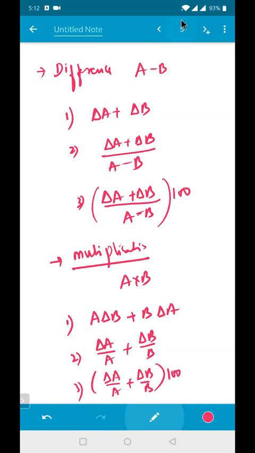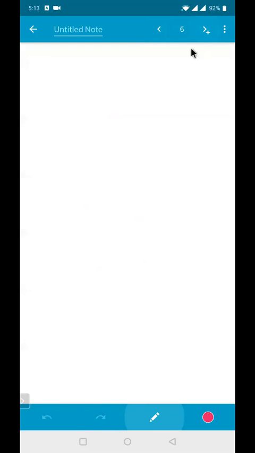Okay. In the same way, if I'm writing for the relation right now, I hope everyone got it. So for this one it is A into delta B plus B into delta A. And for the relative error, delta A by A plus delta B by B. And if I'm talking about the percentage error, delta A by A plus delta B by B into 100, part of the relation. Is it clear for everyone? Sure. Let us go to the next one.